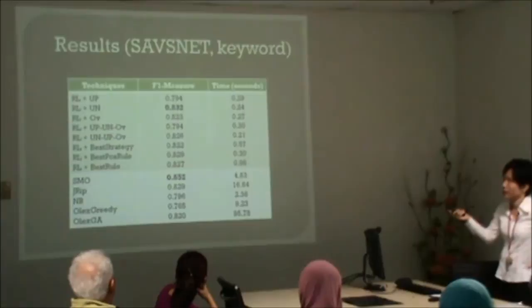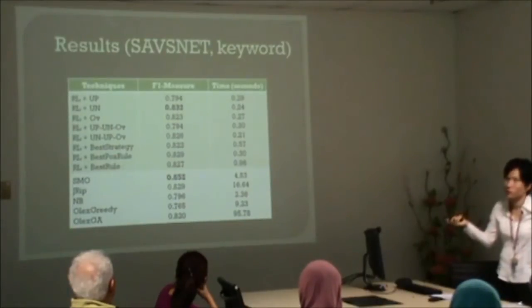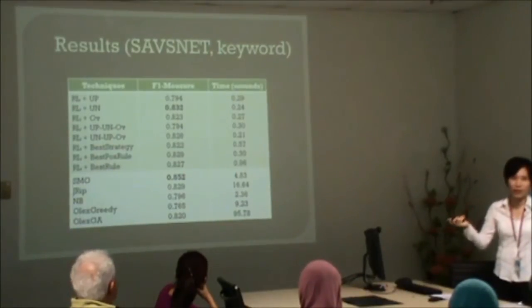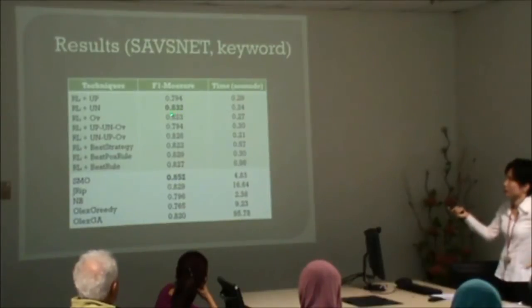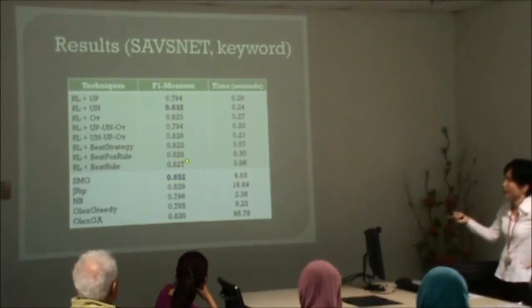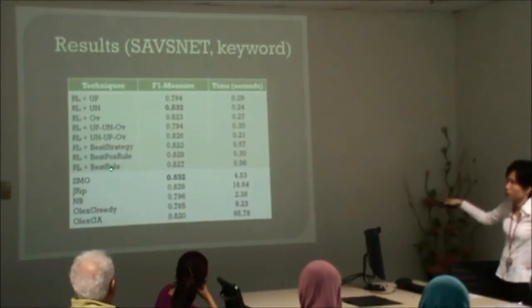The whole technique here will generate a rule set which contains rules with negation, and it would produce a slightly higher F measure than the other techniques. Well, some of the other techniques also generate rules with negation.